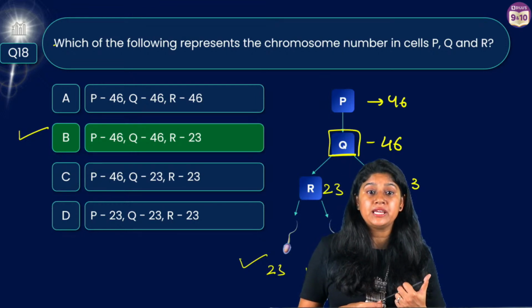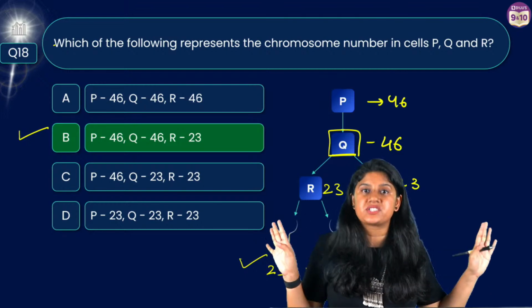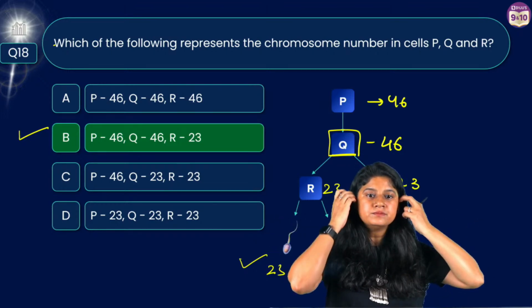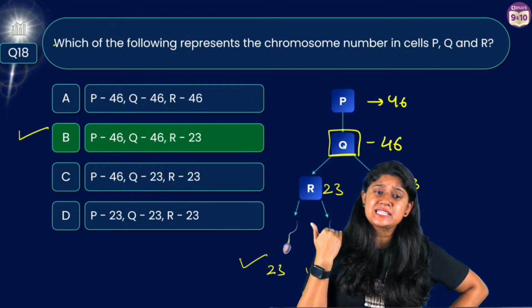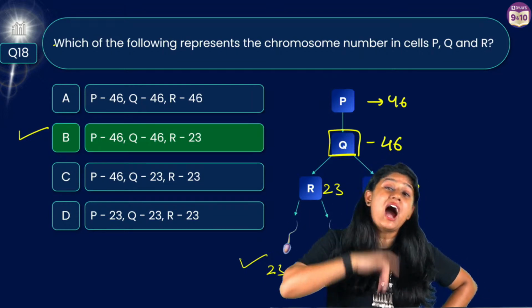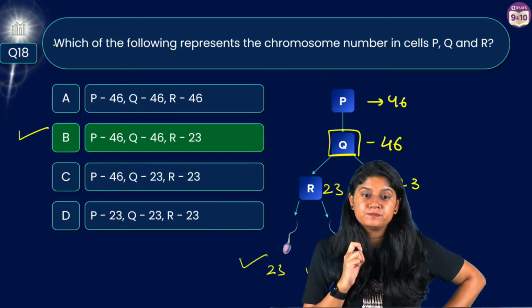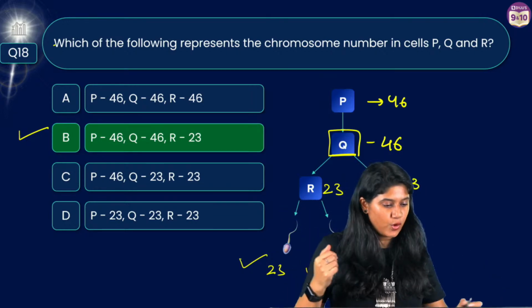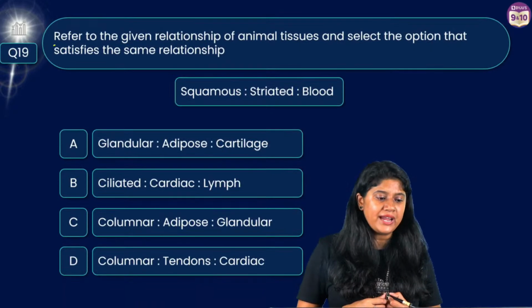Haploid and diploid means, in mitosis the daughter cells will have the diploid state. Clear? The number of chromosomes will remain the same, diploid. Once the number of chromosomes becomes half, we call it haploid. Diploid, haploid. Okay.